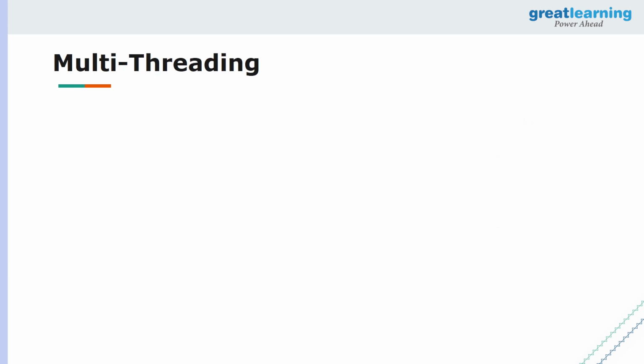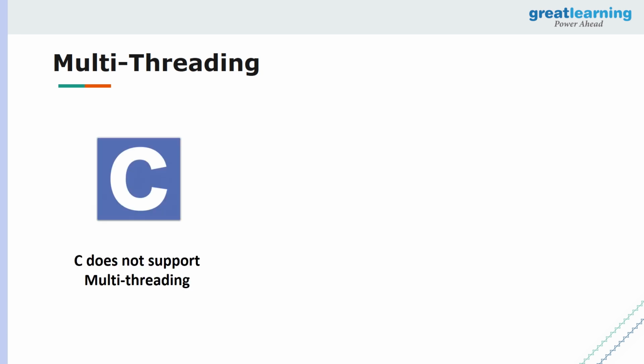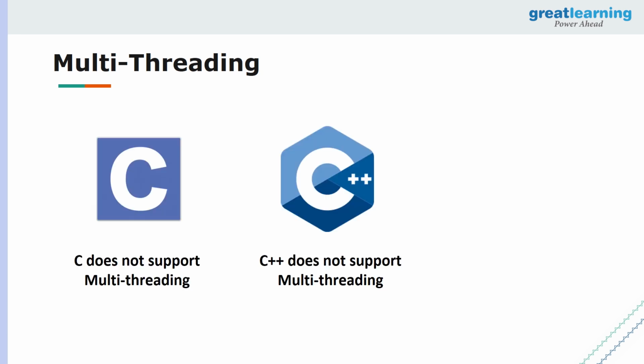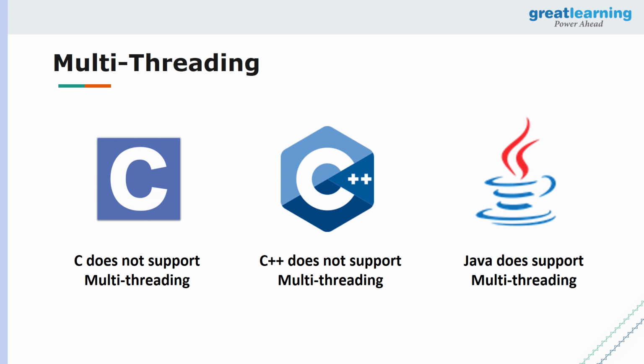Now let's talk about the multi-threading concept. That means if you give a process in a programming language, that process will be divided into several threads, and that is called multi-threading or multitasking. C does not support this. C++ does not support multi-threading, but Java does support multi-threading techniques. This is also one of the pure advantages of the Java programming language.